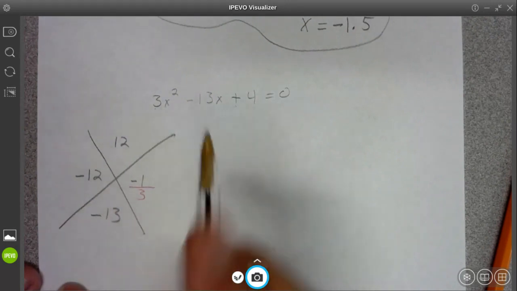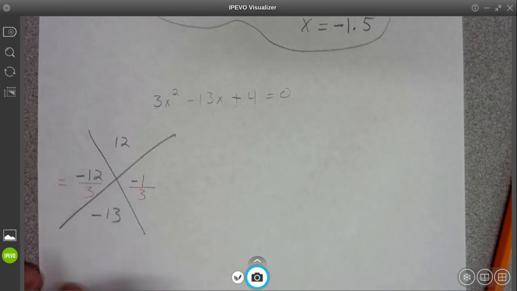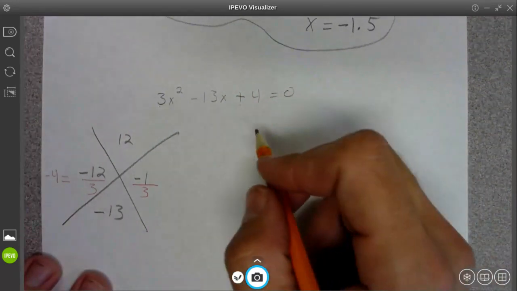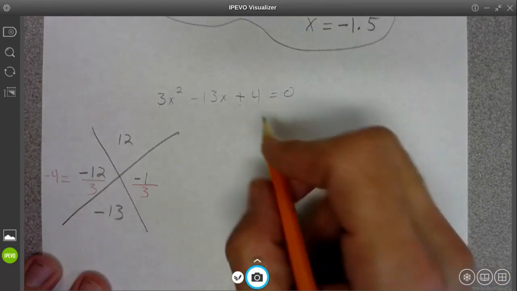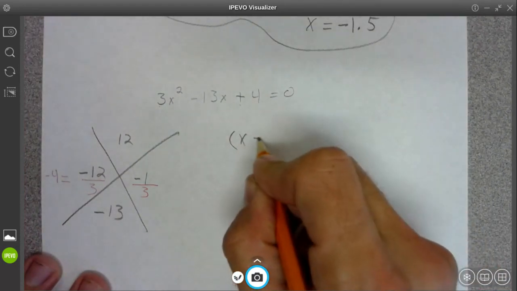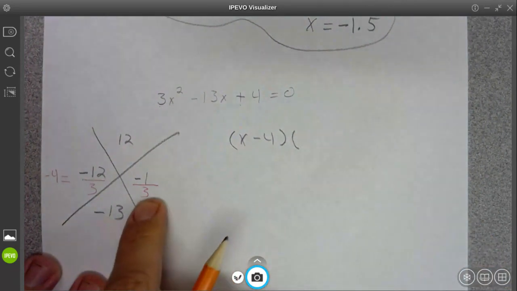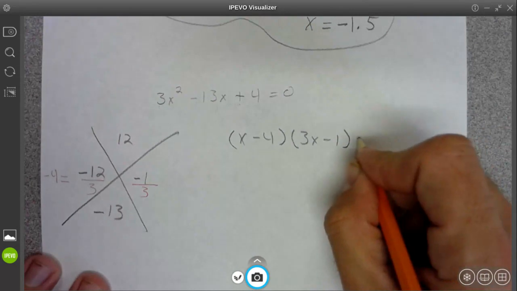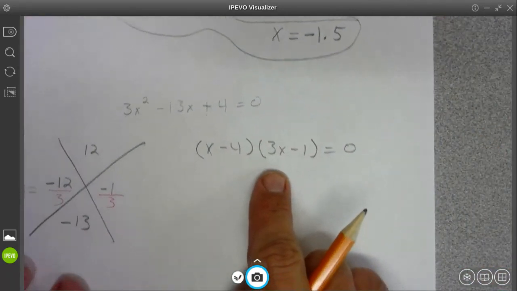Divide by 3, because that's my A term. Negative 12 over 3 will simplify to negative 4. Now we can write it in factored form. This is going to be x minus 4 for that one. And this other one is 3x minus 1. Set these equal to 0 and solve.